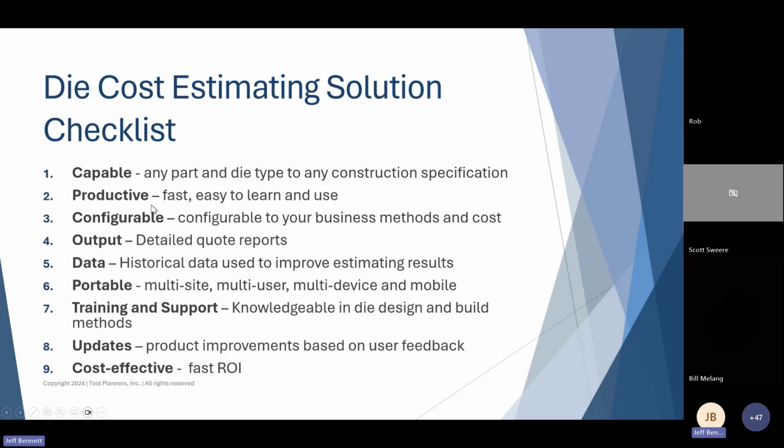The system should be productive. It should be fast. Typically we're looking for estimates definitely less than 30 minutes per estimate, down to 5 to 10 minutes per die cost estimate. Our Die Target product was designed to do die estimates in less than 5 minutes, and we'll look at that here in just a moment.